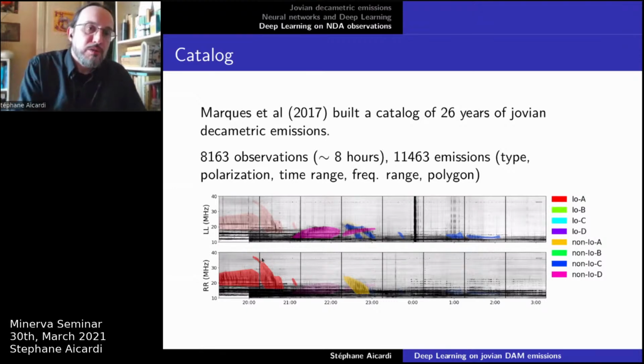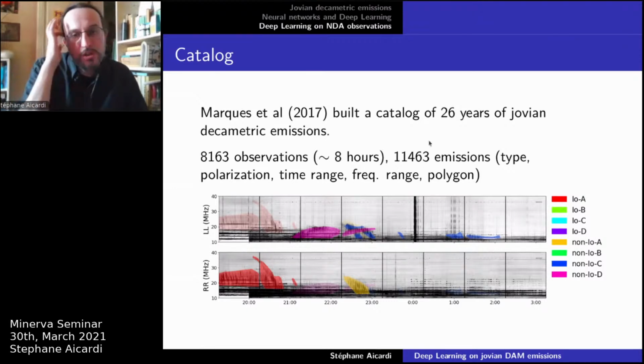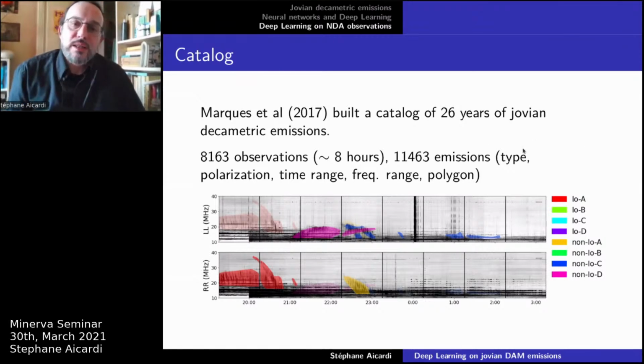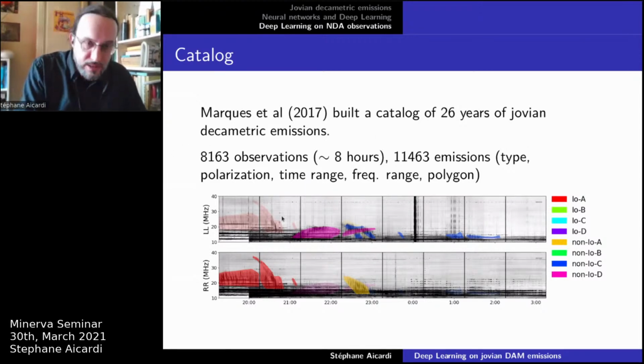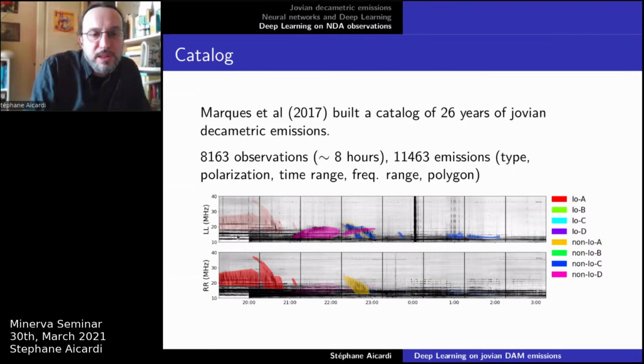So you have lots of observation, lots of emission, and for each emission, he noted the type of the emission, the polarization, the time range, and he drew a polygon over each emission. So I use this polygon here to represent a data. That's one sample where we see lots of different emissions here, Io A, and then lots of non-Io emissions.